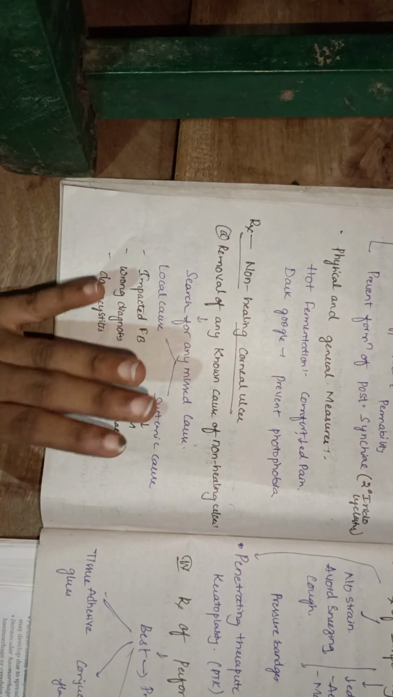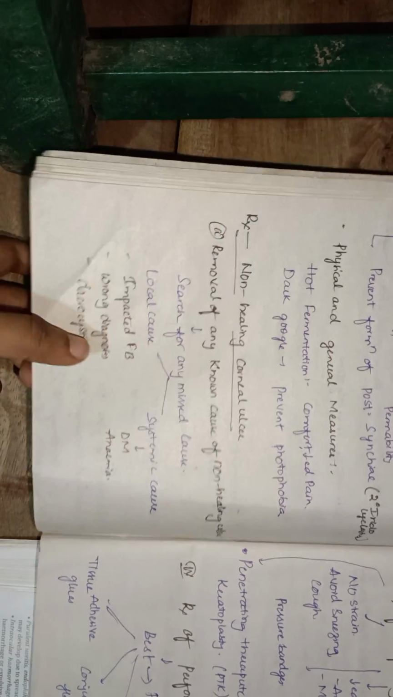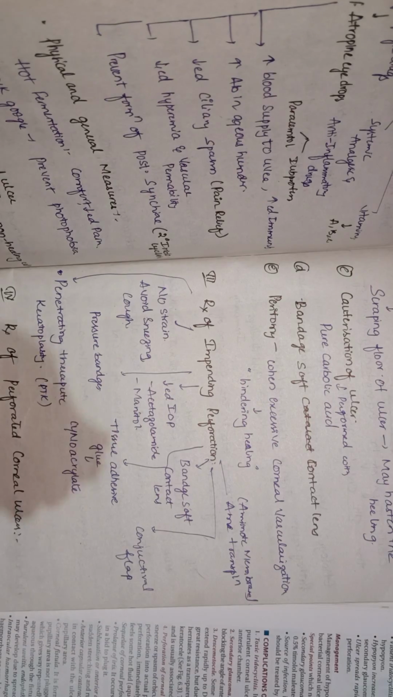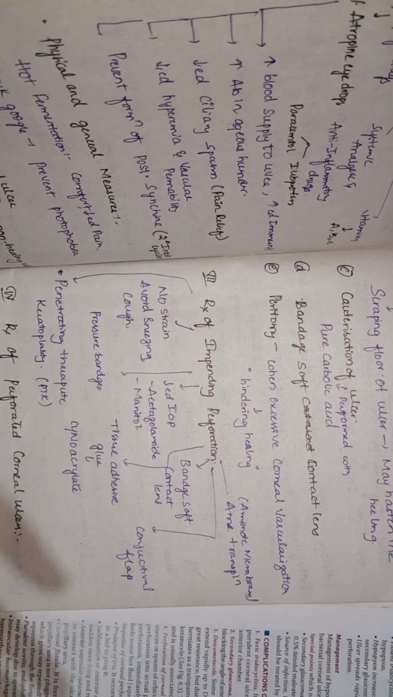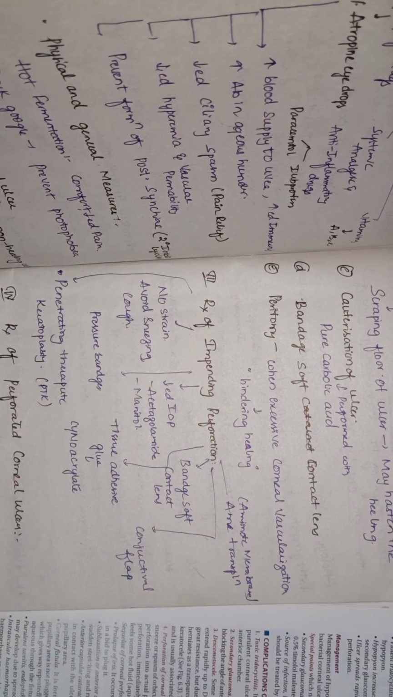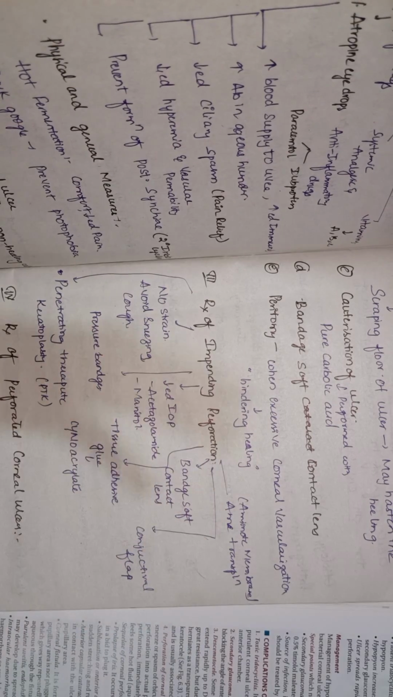For non-healing, first you should know the cause: any diabetes, any anemia patient, wrong diagnosis, foreign body, which leads to non-healing. Next we should use debridement. Next, cauterization, bandage, soft contact lenses, and peritomy should be done. In peritomy, if excessive vascularization is present, then the healing is hindered.